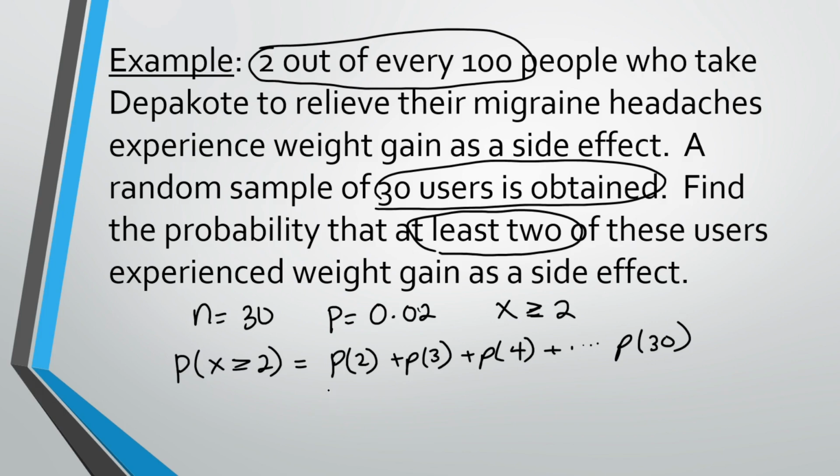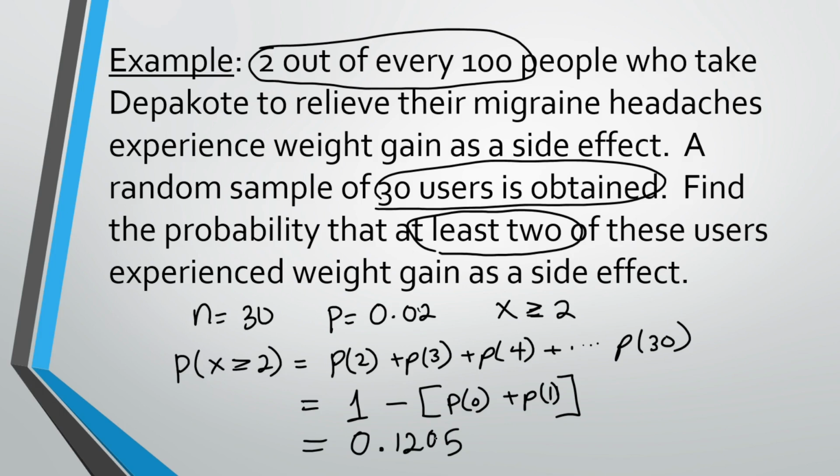If you wanted to do this problem by hand, you can do 1 minus the things we don't want, which is in the beginning P of 0 plus P of 1. So if I wanted to, I could do this by hand and subtract P of 0 plus P of 1 from 1 to find the probability. But nowadays we have technology, so we can just plug it into our computer. And that gives us a probability of 0.1205. There is a 12.05% chance that of 30 users, at least 2 of them will experience weight gain as a side effect.